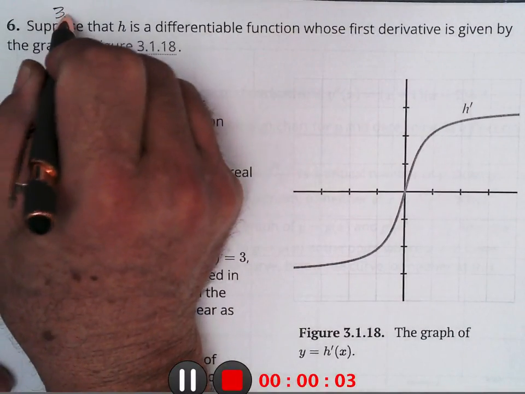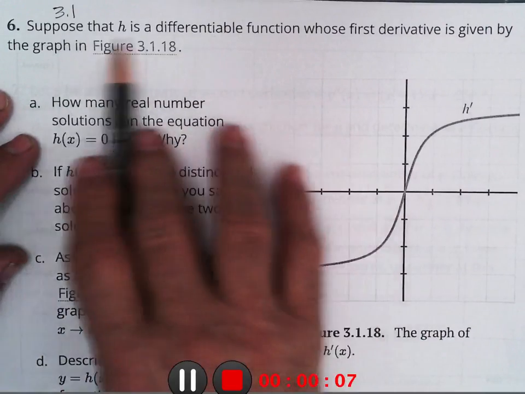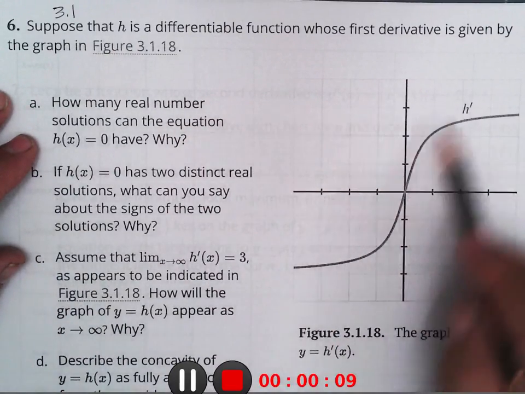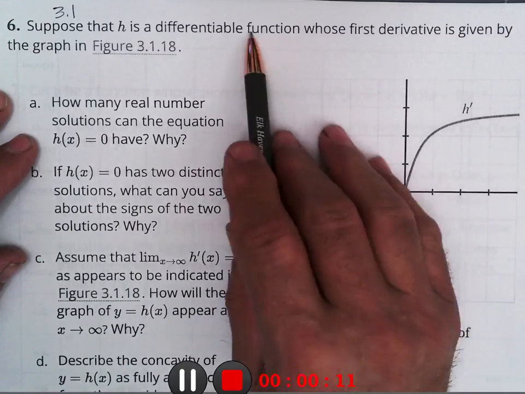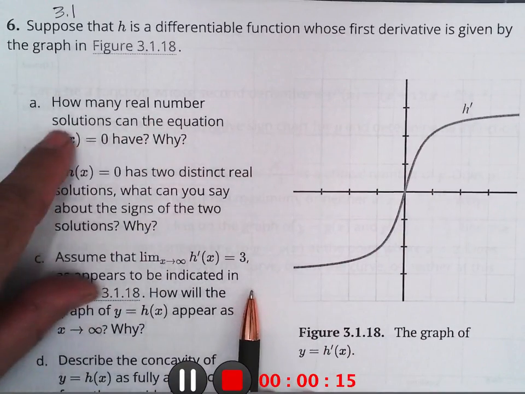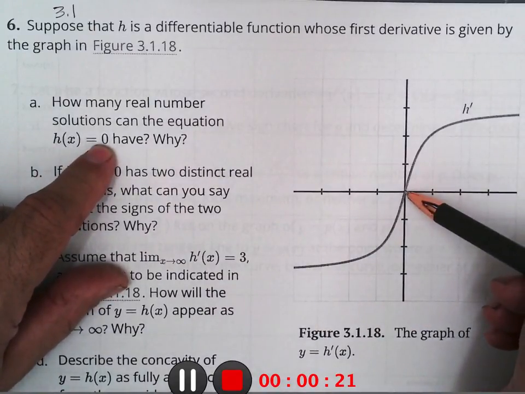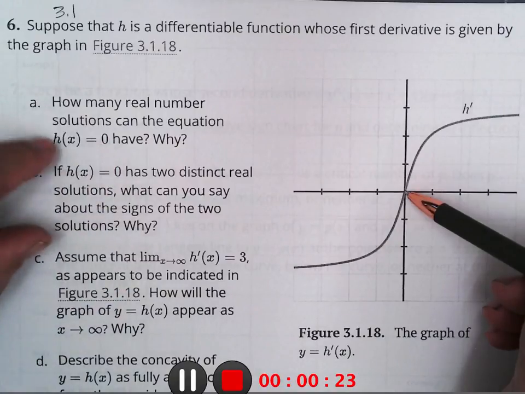3.1. And h is differentiable. This is its derivative, and whose first derivative is given. How many real solutions can we have for h of x being 0? Well, the slope is 0 of this, because this tells us the slope.